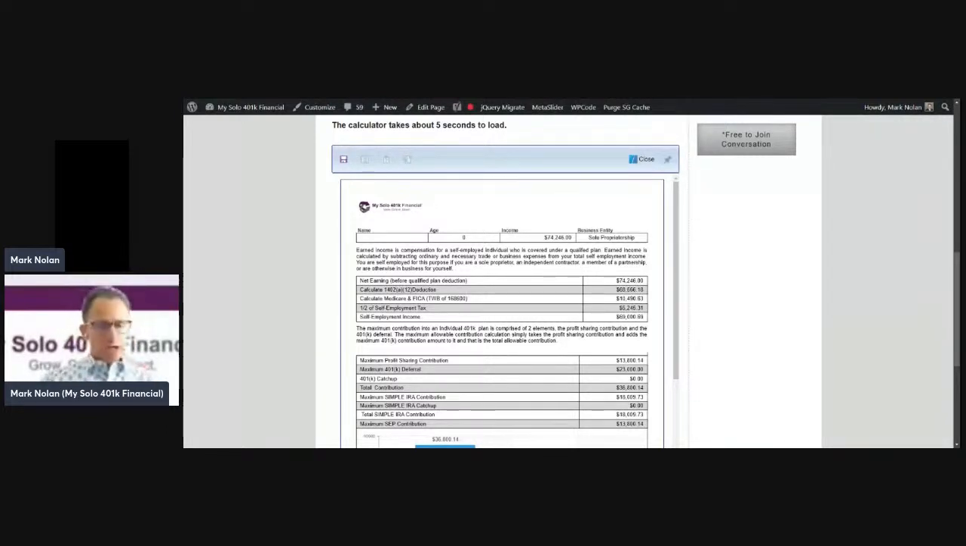In future webinars, we'll do an example of those who are trying to maximize both pre-tax contributions as well as voluntary after-tax contributions. But again, the overall limit is $69,000. So you're going to need at least $74,246 of line 31 Schedule C for 2024 in order to maximize the $69,000 voluntary after-tax solo 401k contribution.